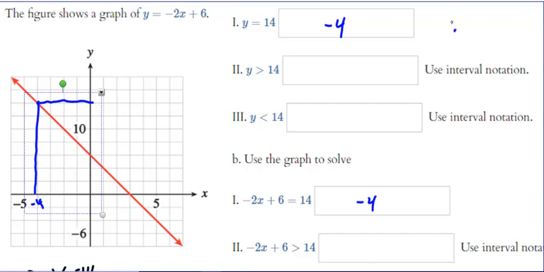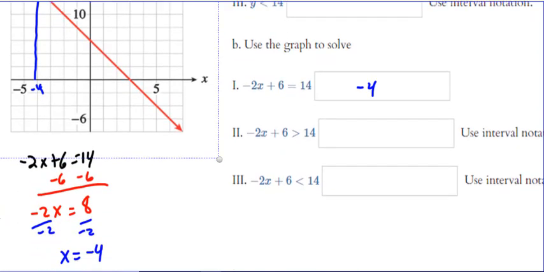So we're showing you both ways, correct? So you can come over here to there. Here's negative 4, but here's 14, boom. So where values are greater than 14 and where values are less than 14, we're going to show you that on the graph. This is our breaking point in our inequality. So I've shown you both ways.